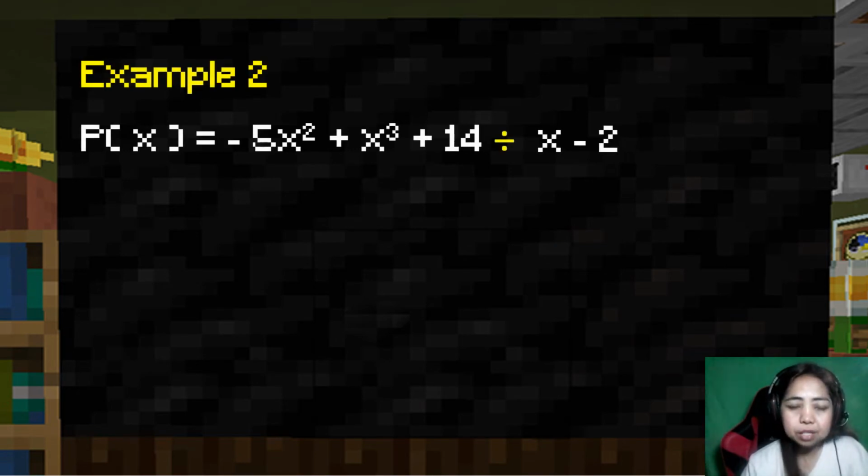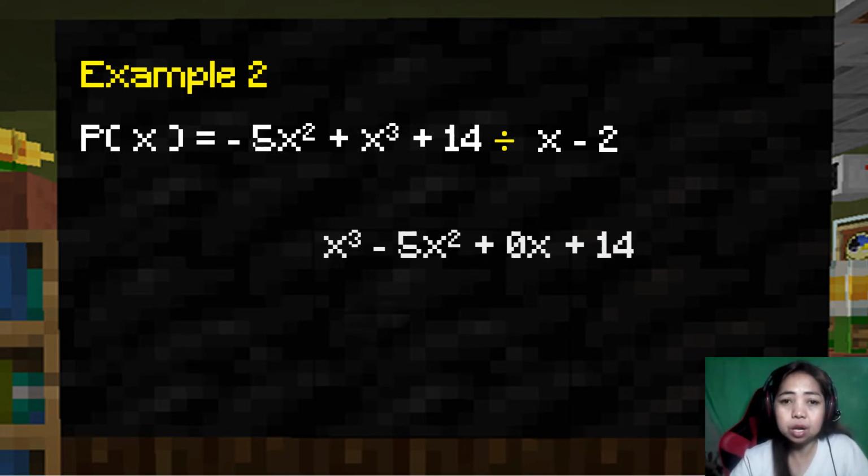P of x is equal to negative 5x squared plus x cubed plus 14 divided by x minus 2. Okay, remember, kinakailangan nakaayos muna siya in descending order. So, we have x cubed, yun muna yung mauuna. And then, negative 5x squared, so x to the second. Now, ito yung sinasabi ko kanina, na since wala tayong x to the first power, kailangan lagyan pa rin natin siya, pero 0 nga lang yung kanyang numerical coefficient. Plus yung ating constant na 14. Divided by x minus 2.